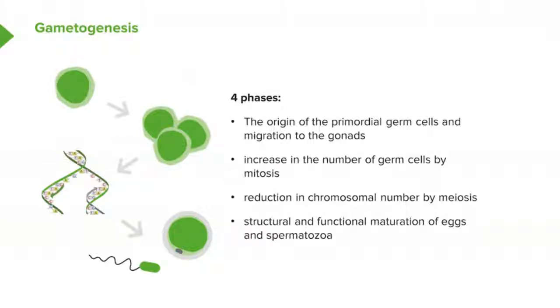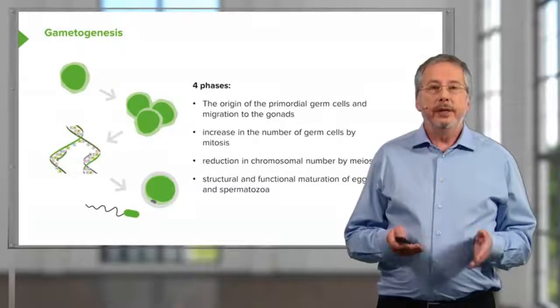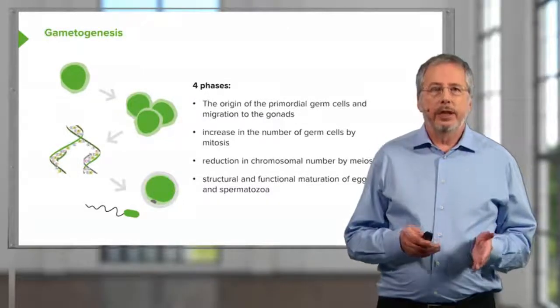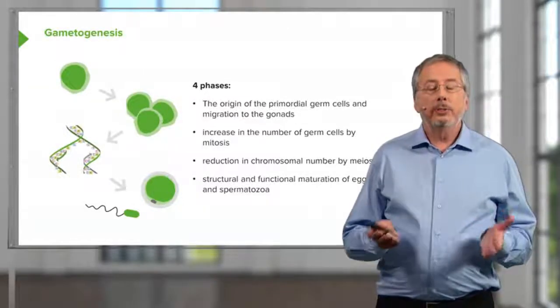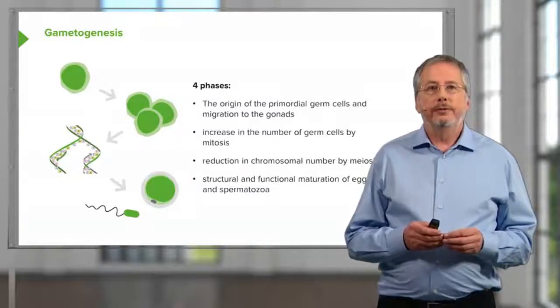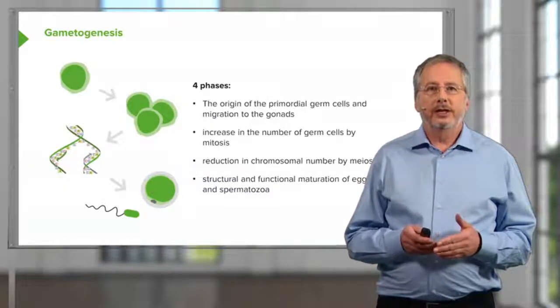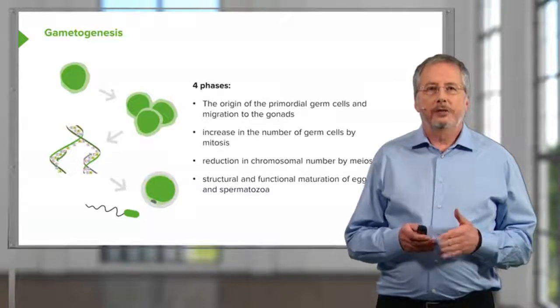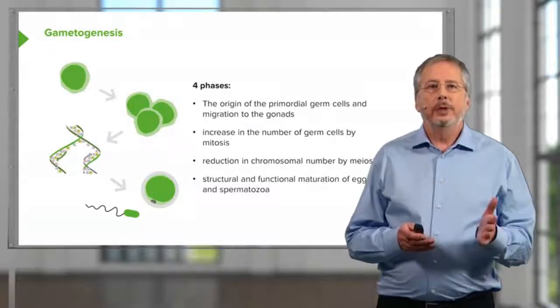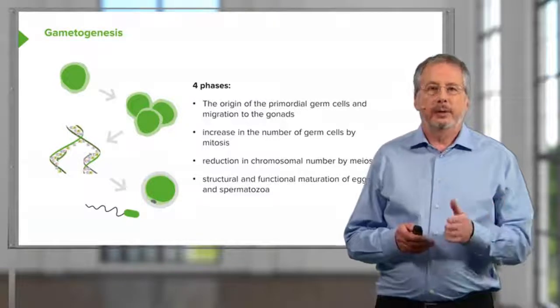Now, of these four phases, the first is essentially identical in male and female embryos. The remaining three are very different between males and females. And when we talk about these processes, we'll always put the female first, because the baseline condition of humankind is female, and males are diverted away from female sex by complex developmental signals.